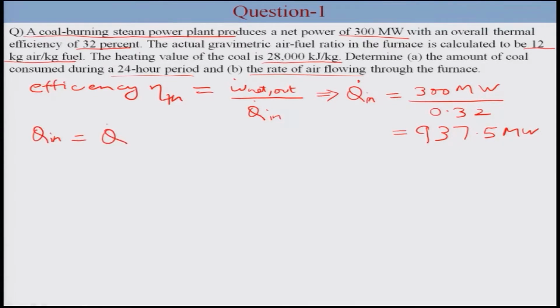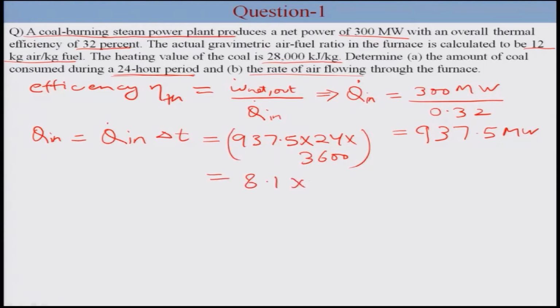So this is equal to Q in dot multiplied by time, that is delta T. So 937.5 multiplied by time, we have to calculate in a 24-hour period, so it is 24 into 3600. So this is equal to 8.1 into 10 to power 7 megajoules.